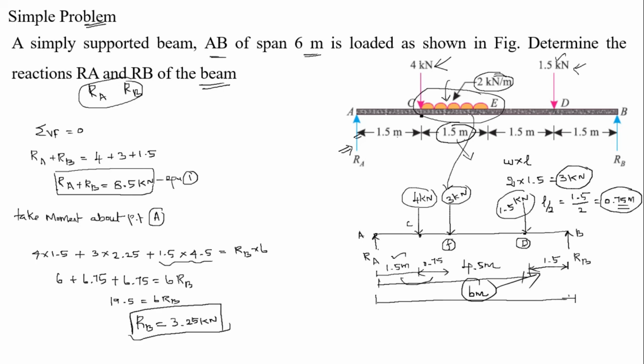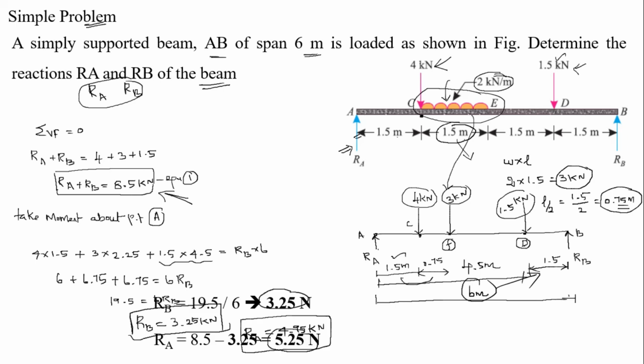Now we know RA plus RB is equal to 8.5. Then for RA, substitute the RB value in this equation. RB value is equal to 3.25, we got. Then RA is equal to 8.5 minus 3.25, so we got 5.25, right? This is the value, right?